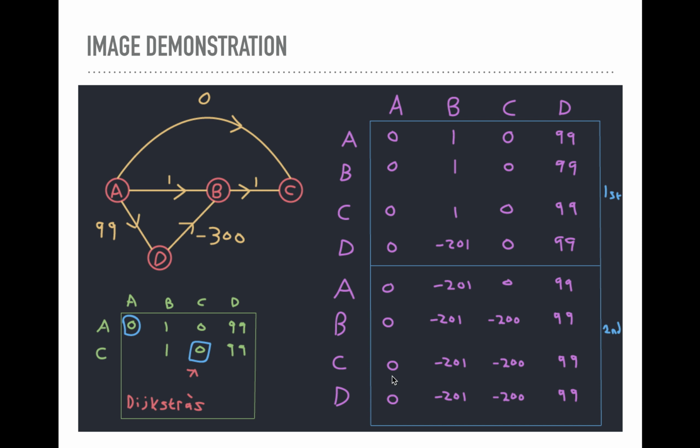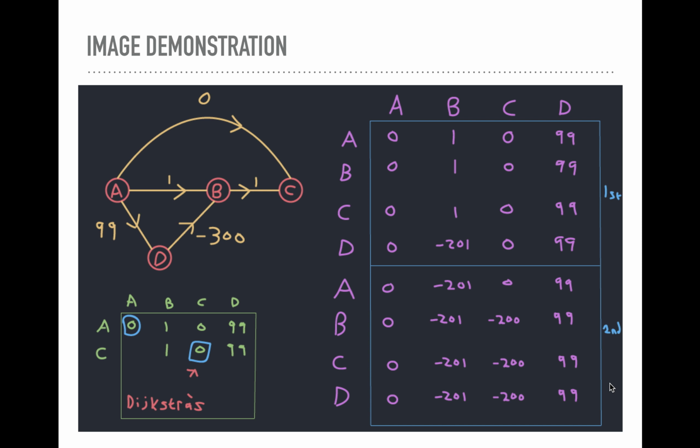It's still 99. And then we look at C. It doesn't have any outgoing edges. Everything will stay the same. D, we've already accounted for this minus 300 here. So everything stays the same. And we're meant to do a third iteration here, but our third iteration, as you might be able to predict, is just going to have the same values: 0, minus 201, minus 200, and 99.